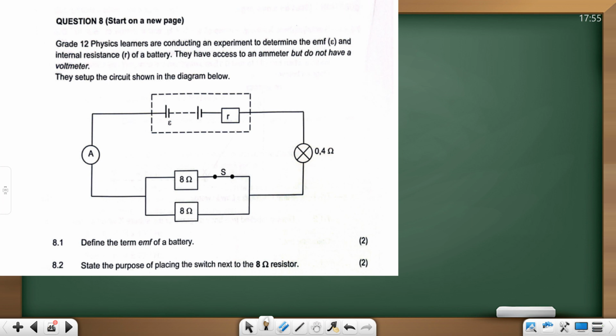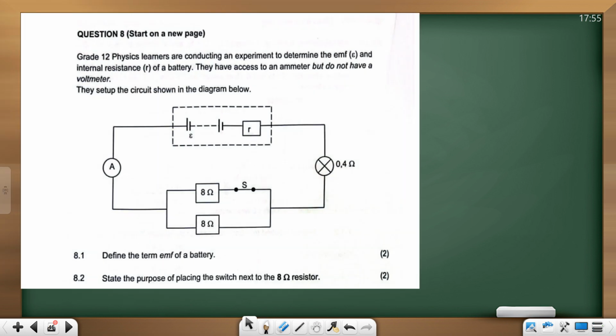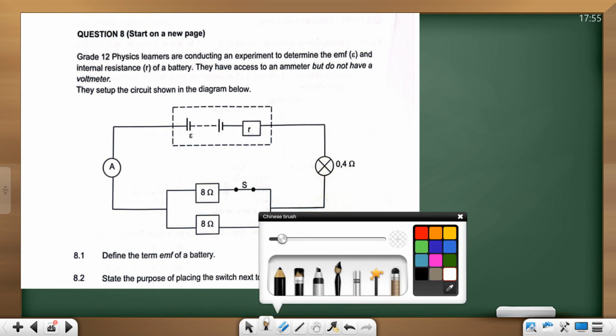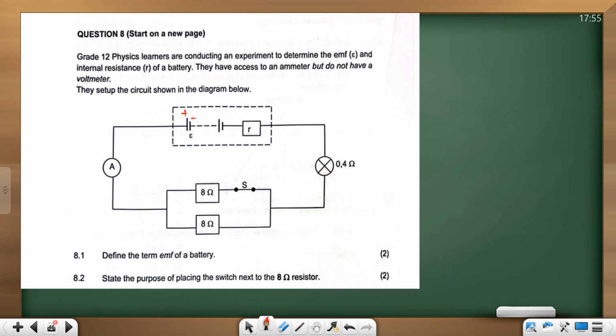Look at this very quickly. Grade 12 learners are conducting an experiment to determine the EMF and the internal resistance of a battery. They have access to an ammeter, but do not have a voltmeter. The setup is as shown in the diagram below. The first thing you need to do is to quickly check how your resistors are connected. How do you check that? Trace the flow of current. Current will always move from the positive to the negative. So I'm going to come here, positive, negative. Current is moving that way.